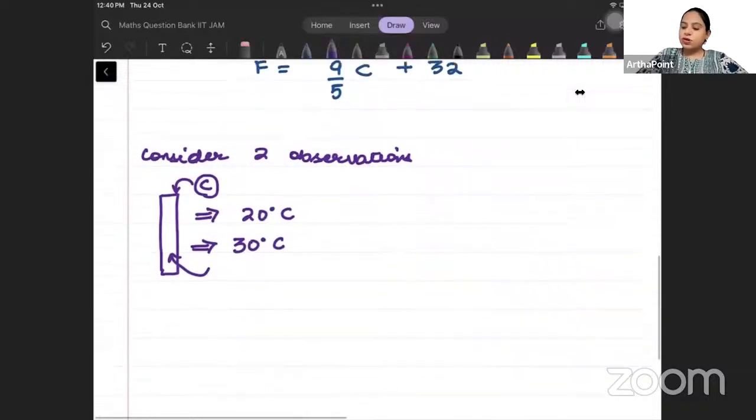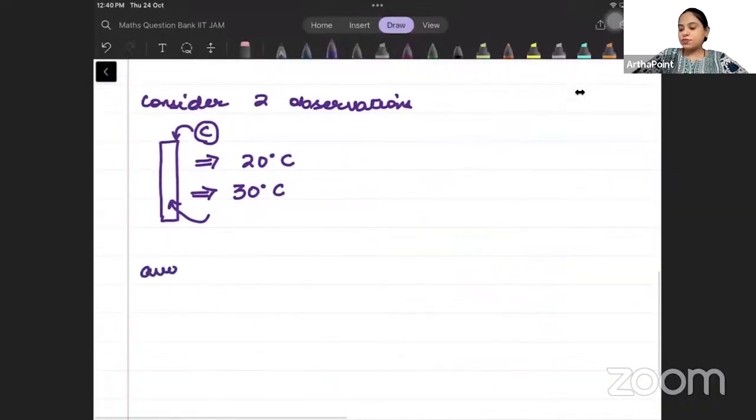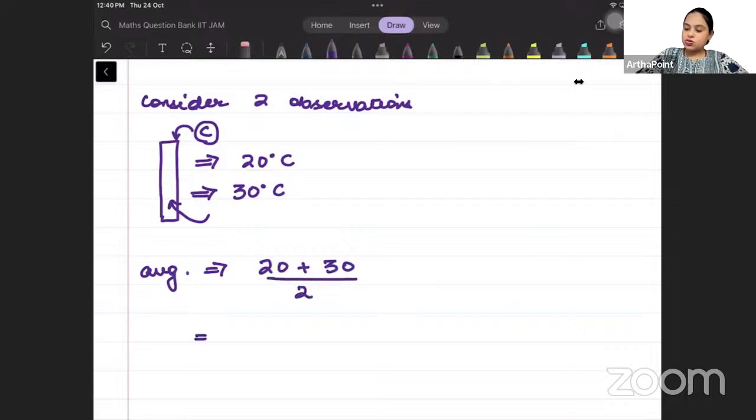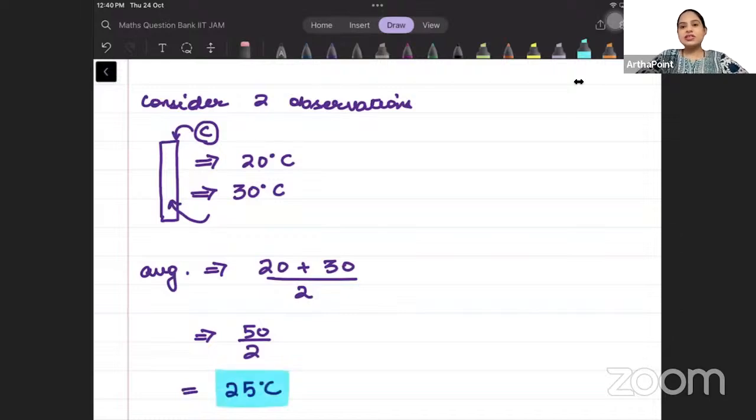Now what we can do is find the average. If I find the average in this case, it is 20 plus 30 by 2. This is 50 by 2, which is 25 degrees Celsius. So from the observations we have got in this thermometer, we understand that the average temperature is 25 degrees centigrade.